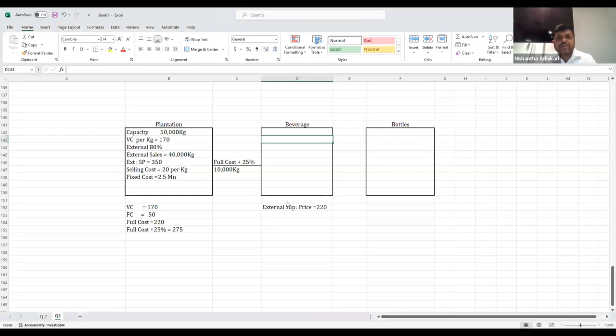Current transfer price, what is the current transfer price? Full cost plus 25% markup. Right, okay.